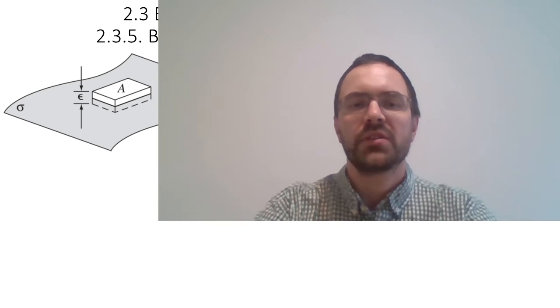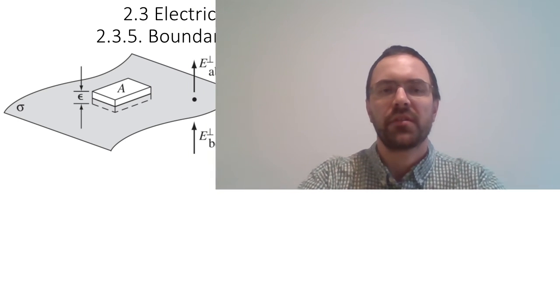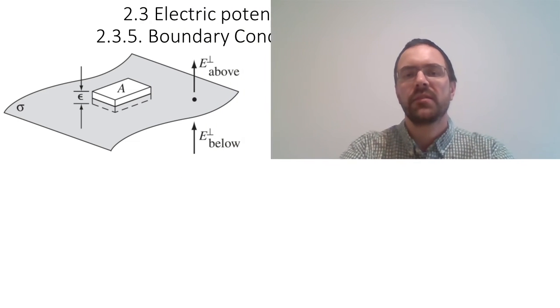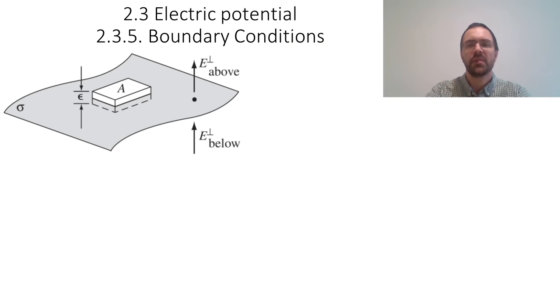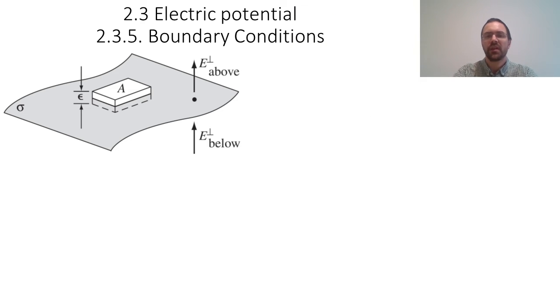In this video, we are going to discuss the behavior of the electric field and of the electric potential across a charged surface. So suppose that we have a surface of any shape with a surface charge density sigma, and sigma does not have to be uniform. It can vary on the surface. And the question we want to answer is, how does the electric field just above the surface and just below the surface are related to each other?